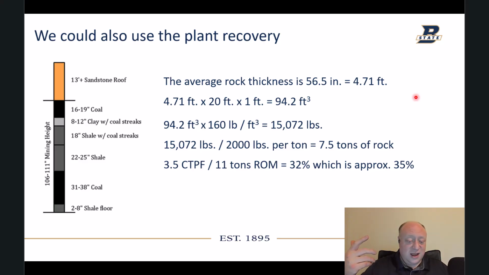Roughly speaking. And that's about, our 3.5 clean tons per foot is about 32% of that 11 tons, which is, I say approximately 35%, because I said 35% plant recovery in the guidelines. This calculation gives me 32%. I probably just read that wrong, who knows? But it doesn't really matter because chances are you're going to be tasked with making a map that's in clean tons per foot. And that's what you're going to be basing what you mine.